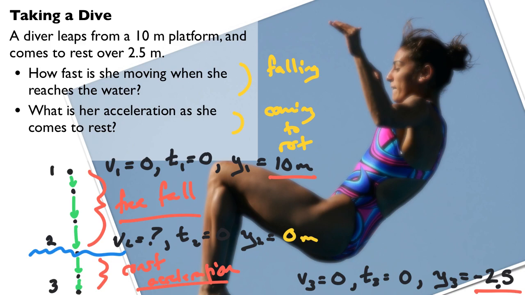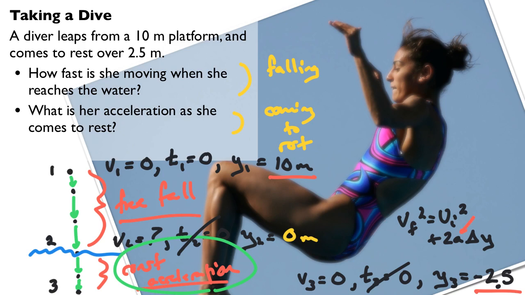And with this information in hand, I can use the techniques in Chapter 2 to calculate, one, how fast she's moving when she hits the water, and two, what is her acceleration as she is coming to rest. And you can use the equations of Chapter 2 to do that. You can use the one that doesn't use time, because I don't know any times. I don't know this time, I don't know that time. So I can use the one that says vf squared is equal to vi squared plus 2 times a times delta y. Because in the first case, I know the acceleration, and in the second case, I'm looking for it. So that's the relationship we want to use.